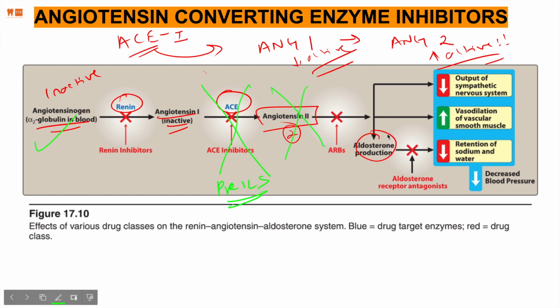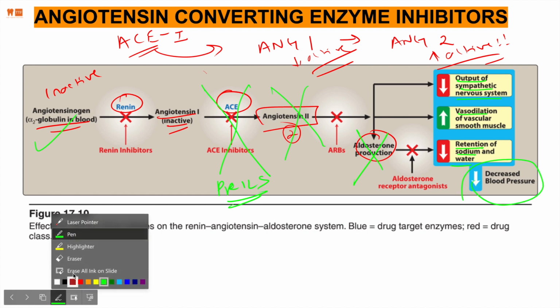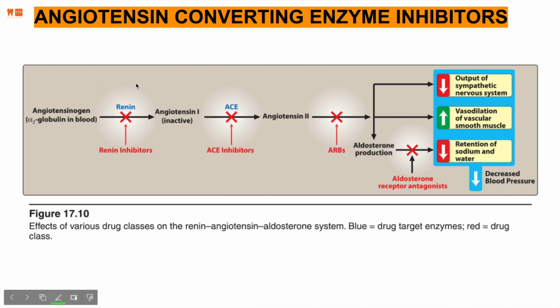Therefore, aldosterone is not produced. That leads to a decrease in the sympathetic nervous system, a decrease in the retention of sodium and water, and an increase in vasodilation. Essentially, it decreases blood pressure. Another group of drugs are renin inhibitors, also mentioned here. A renin inhibitor prevents angiotensin 1 formation altogether, hence none of these steps take place, and therefore blood pressure reduces.